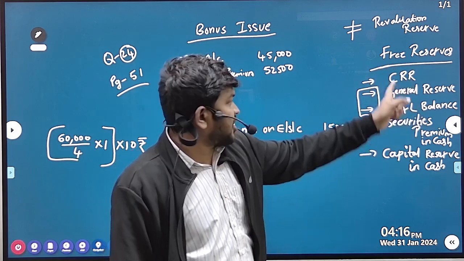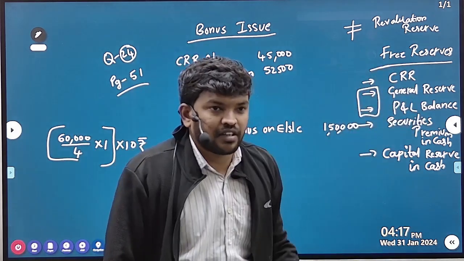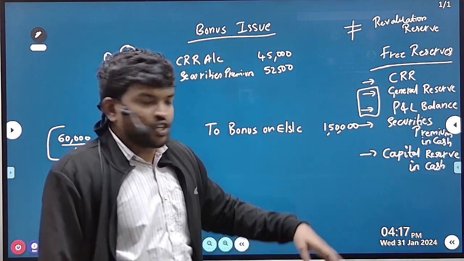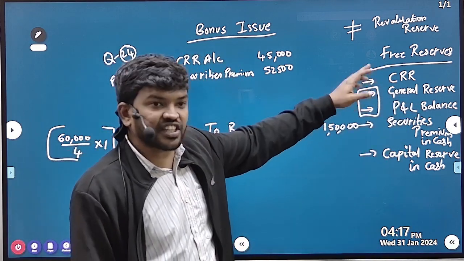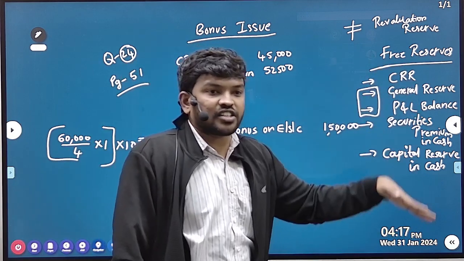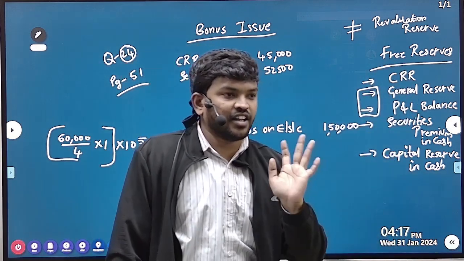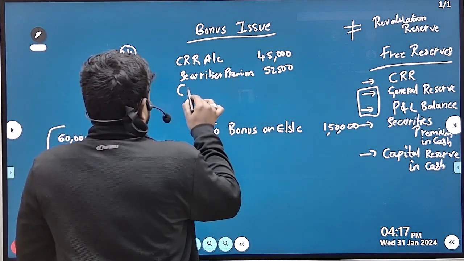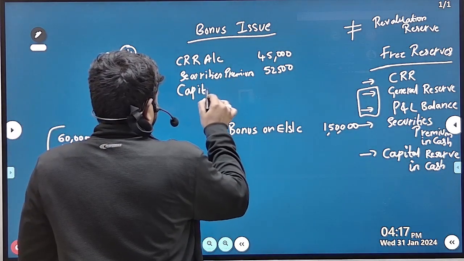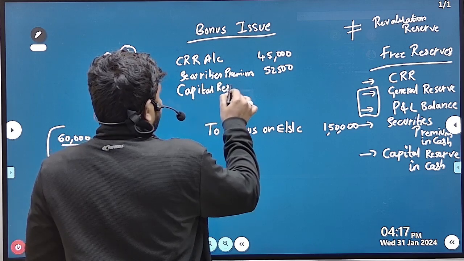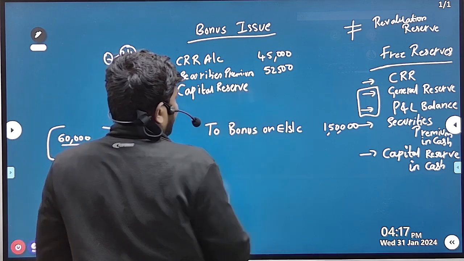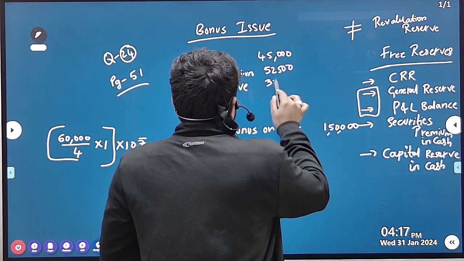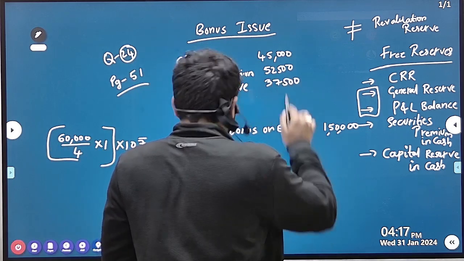Because CRR we cannot use for some other purpose. In that place we can use P&L balance, yes or no? So use these reserves first, and only at last come to general reserve and P&L. Understanding? Now capital reserve. How much is the capital reserve realized in cash? 37,500. Tell me what is the amount left?